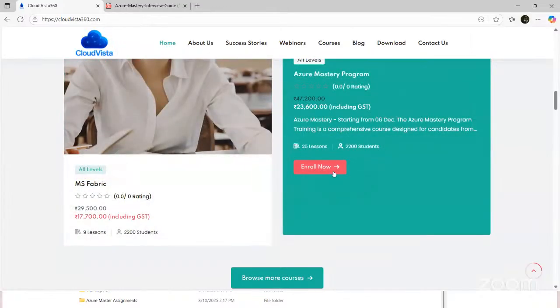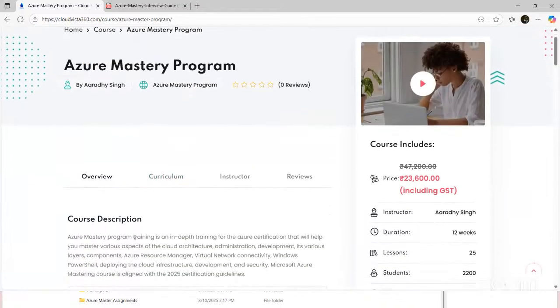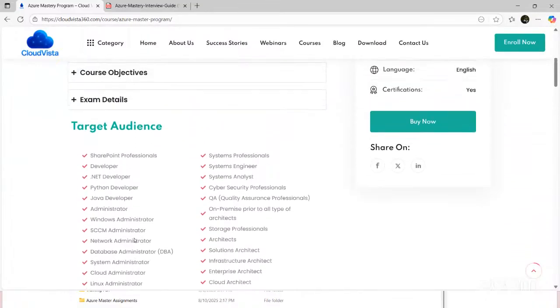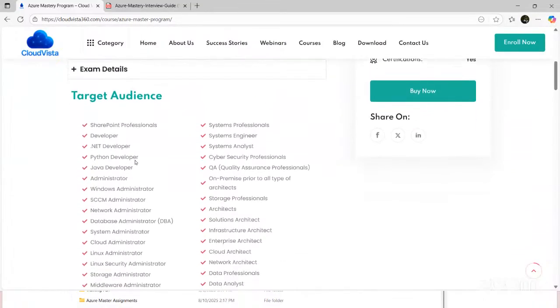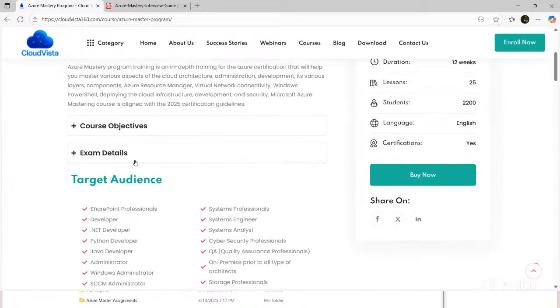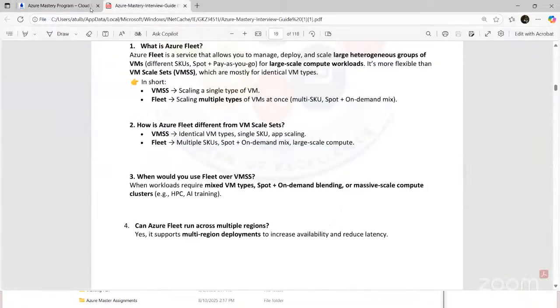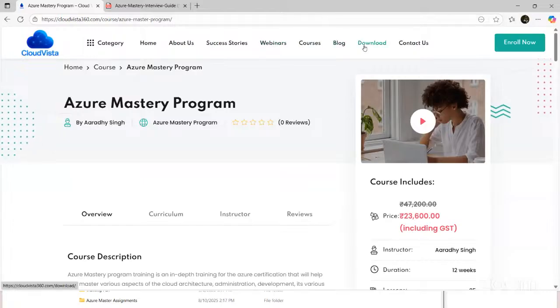So this is the course detail. In case you want to explore it, you can check the course description, the target audience, and key points. Where can I download the book from? The book is available under the download section, and this is the content. As of now, we have a single book available, but by end of next month, version 2.0 will also be available under the download section.